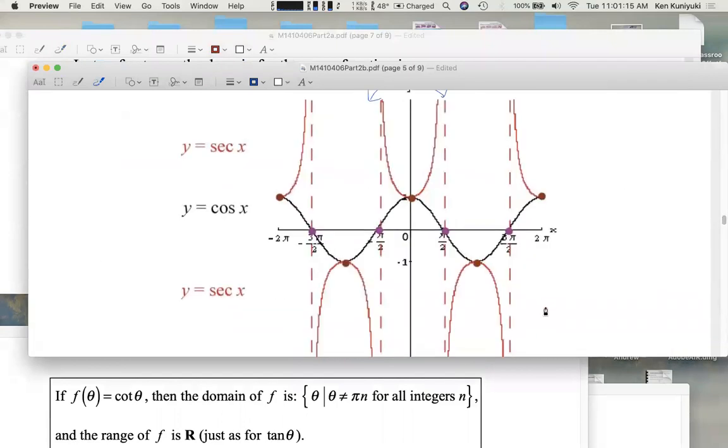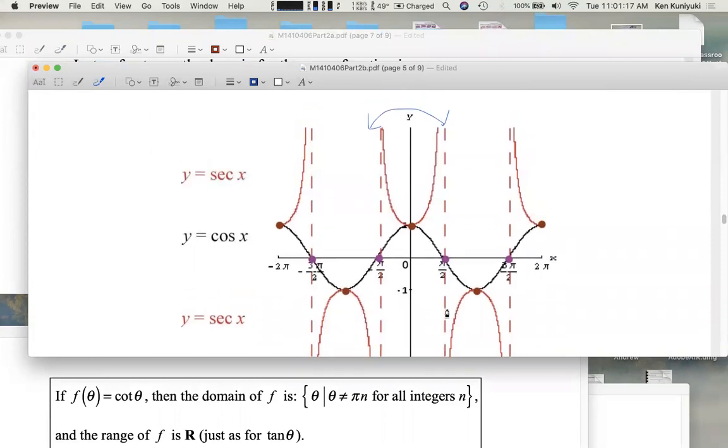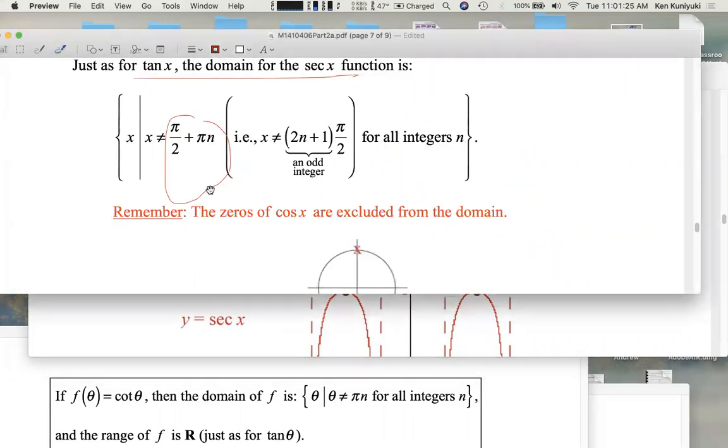So for this graph over here, like for tangent of x, we have VAs at pi over 2, 3 pi over 2, and so forth. And therefore, the domain consists of all real values that exclude those places where we have VAs, that exclude pi over 2, and so forth.